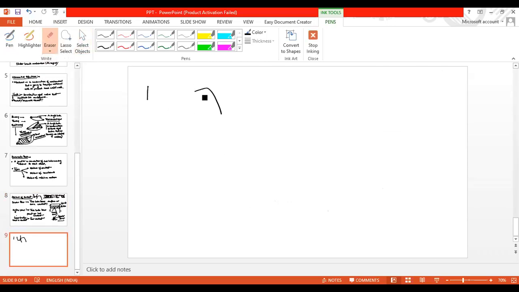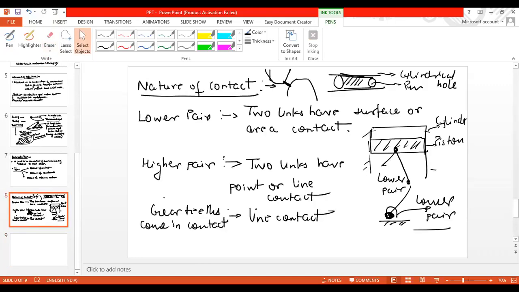Okay, so let me give you one more example of a higher pair. Sir, if we consider the motion of two bodies, where one body is performing a linear motion and another is performing a rotary motion, then the point where they are joining would be a point connection, right? Correct, correct. So now this is one example.